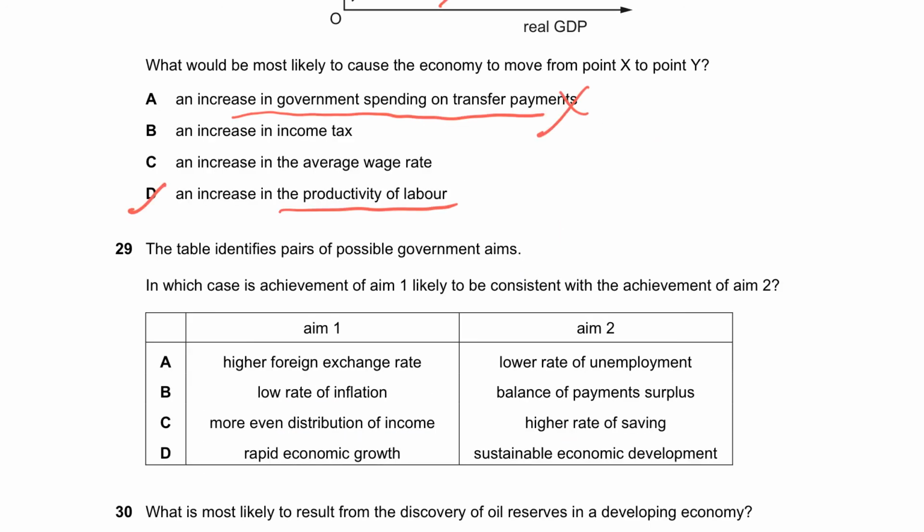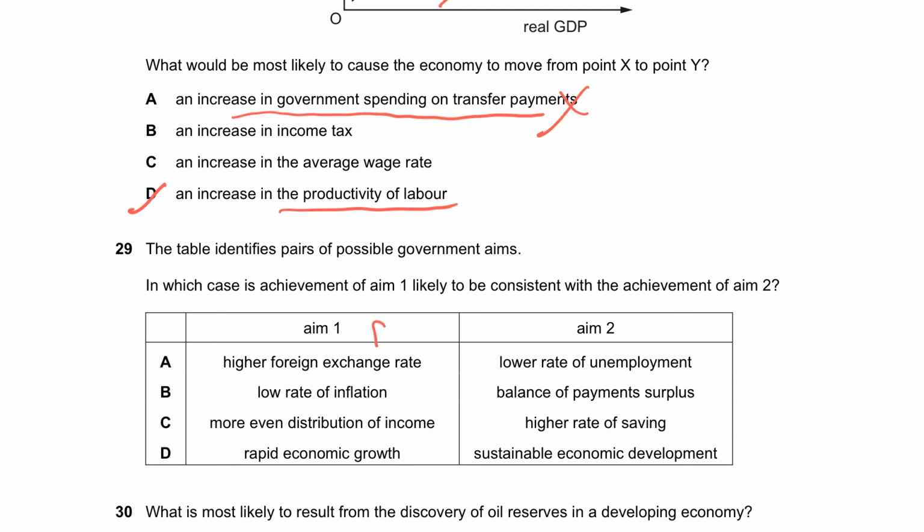The table identifies pairs of government aims. In which case is achievement of aim 1 likely to be consistent with the achievement of aim 2? In other words, the first aim is not conflicting with the second aim. So let's look at each choice. A says higher foreign exchange rate.